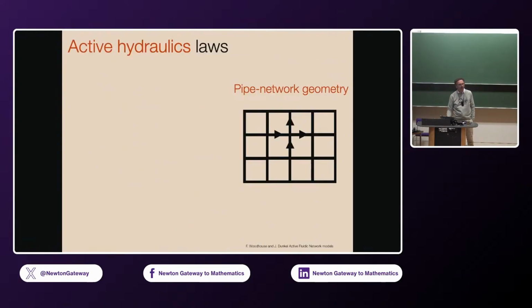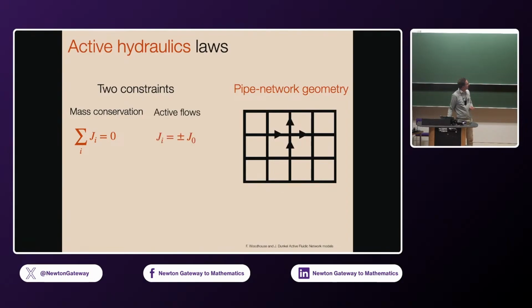Yes, you need active hydraulic laws to predict the flow patterns. So geometry. For the moment, let's focus on the square lattice. Two constraints. Mass conservation, we are not working with radioactive particles, and you have this active flow constraint. The current is either +1 or -1. Good. So this tells you that we are dealing with a vertex problem. What is a vertex problem? Fairly simple.